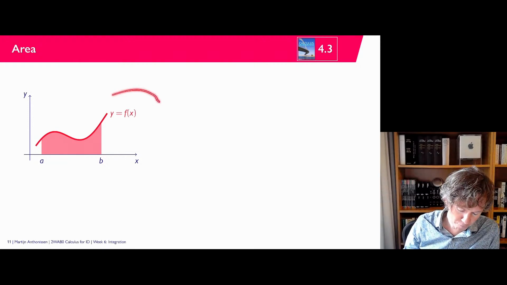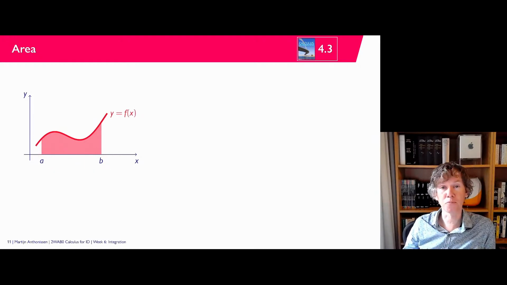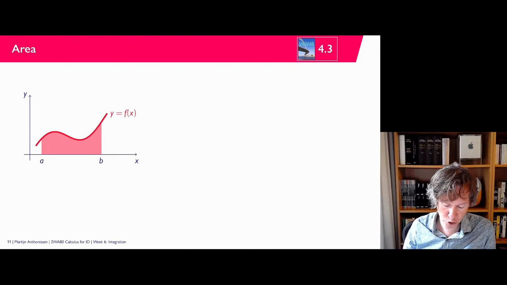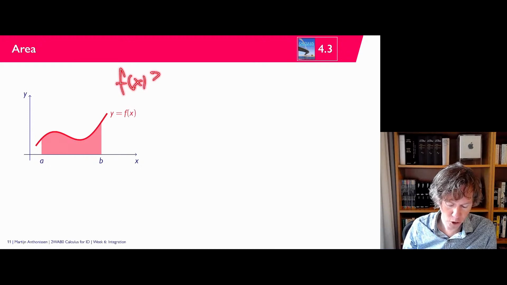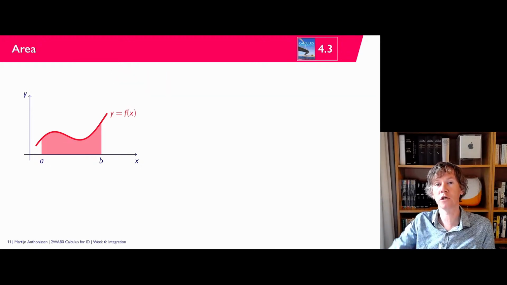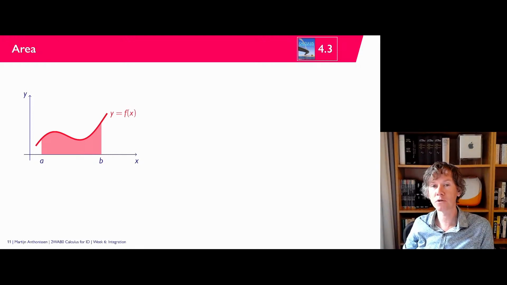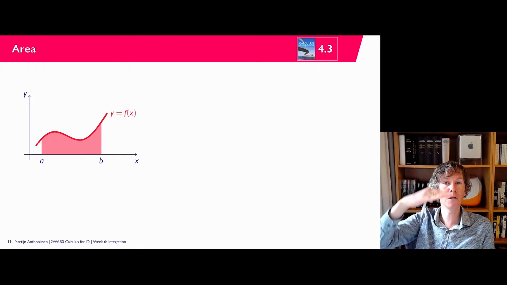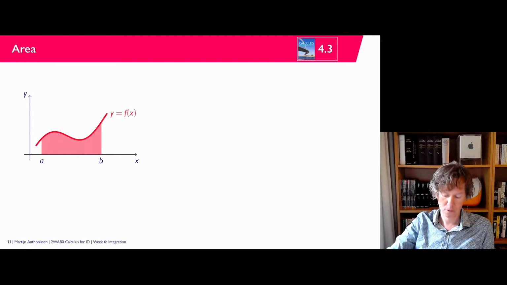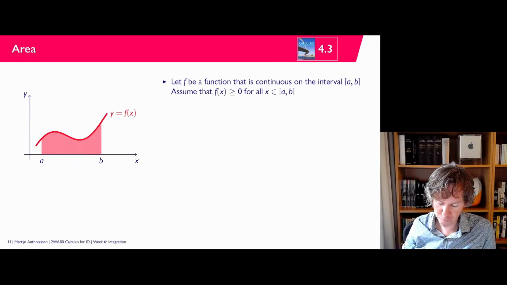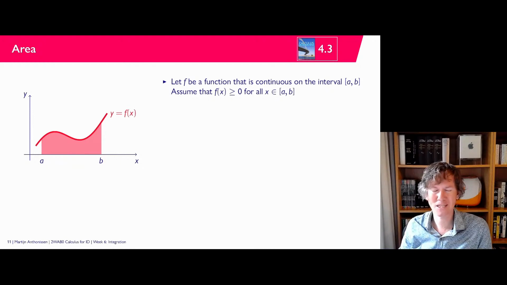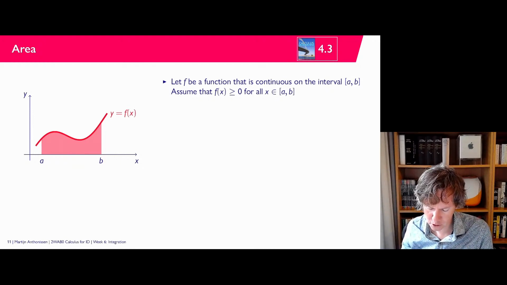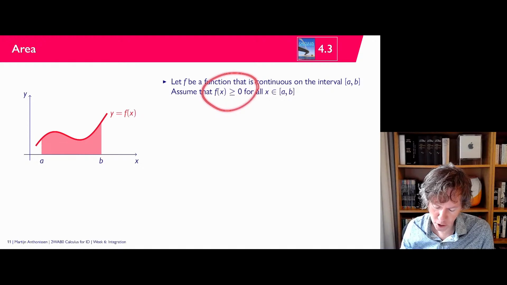Now we're going back. We have a function y is f of x. We consider that on an interval from a to b, and we would like to know what is the area under the graph. So we're going to assume here that f of x is larger or equal to 0. So that means it's above the horizontal axis, and we're interested in the area between the graph and the horizontal axis. So let f be a function that is continuous, so it doesn't have jumps, it's not ugly, it's nice. And we're going to assume here that it's larger or equal to 0.